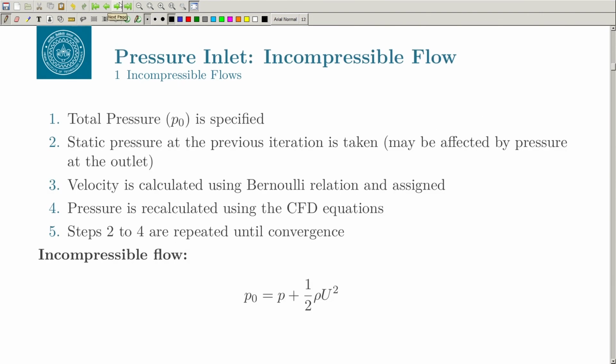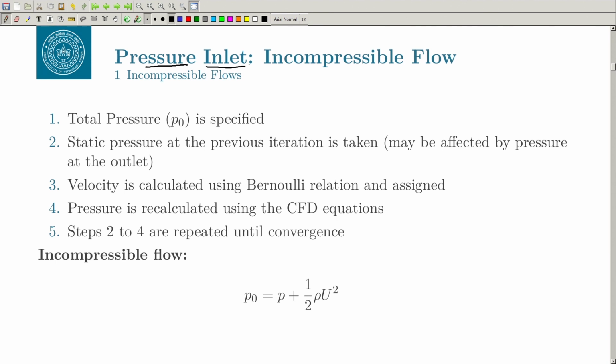The other condition is the pressure inlet. Now, this pressure inlet is used for all kinds of flows. It's a general boundary condition. It is available in the compressible flow or the incompressible flow. In fact, in OpenFOAM also you will have implementation of this everywhere.